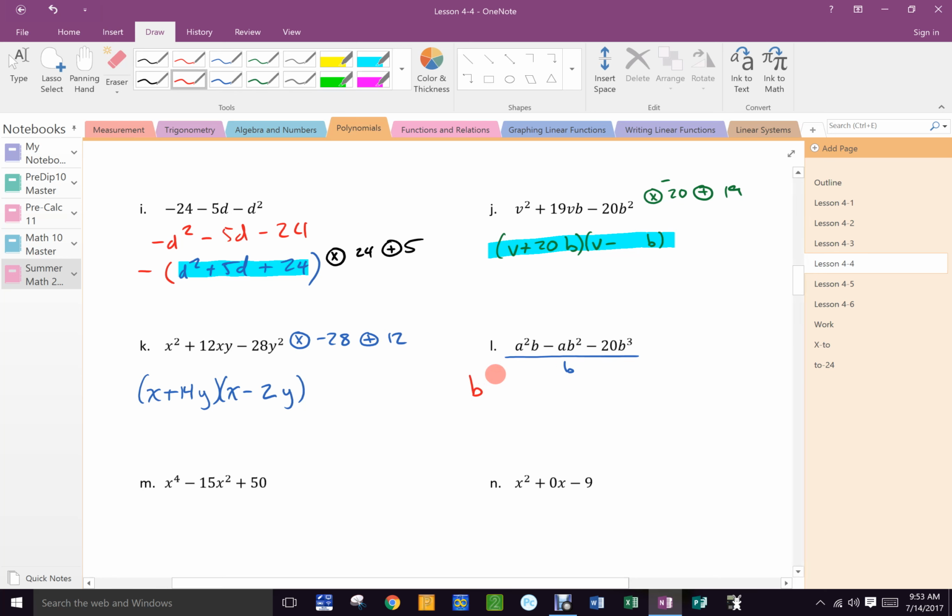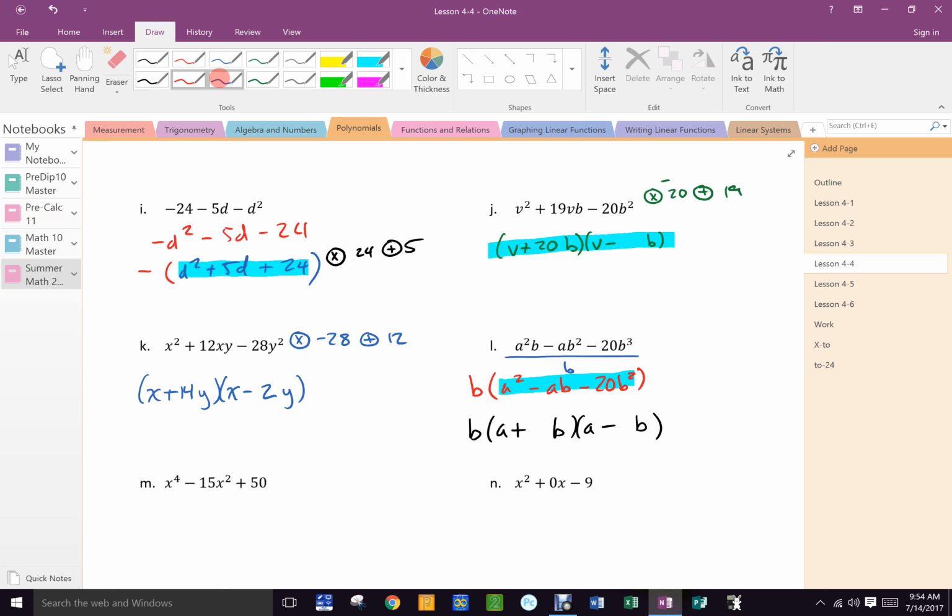It has to go outside. And then what do I get? A squared minus ab minus 20b squared. Now, do I know how to factor that? Of course I do. What's the first one going to be? It's going to be A. That's negative, so it must be plus and minus. And then what do I need here? I need a B. And now I just need to find the numbers.